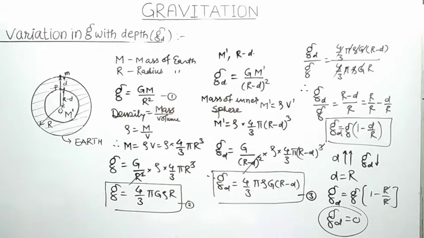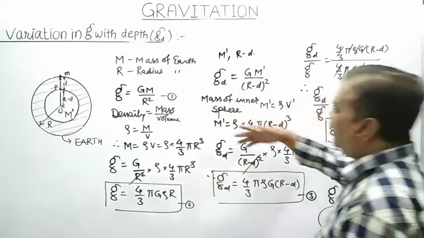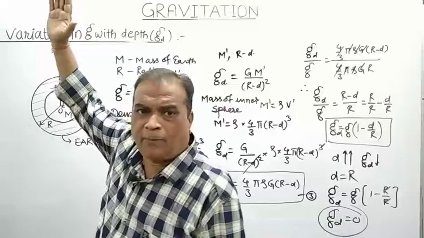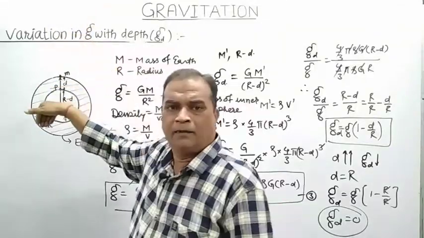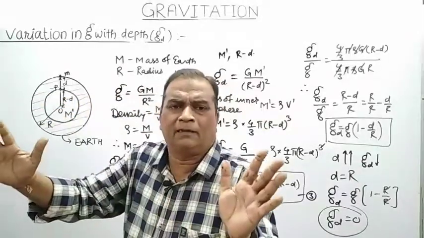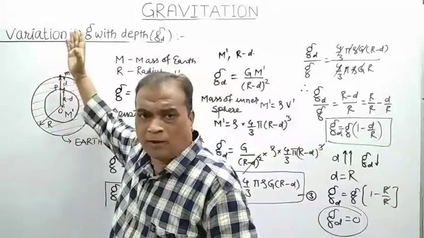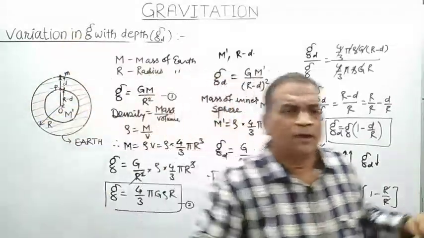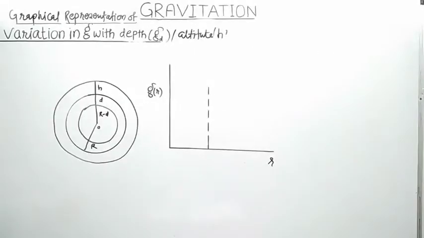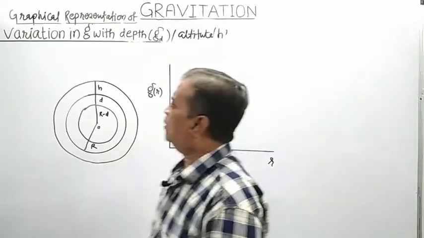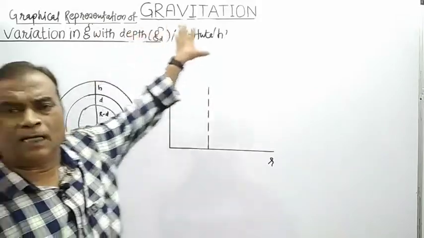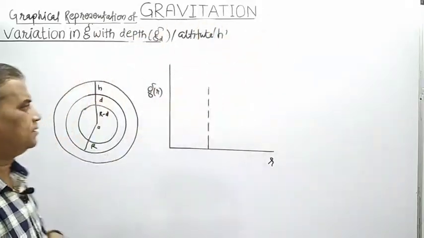Now we will see how this acceleration due to gravity varies when we move the object either to a height above the surface of the earth, or to a depth below the surface of the earth. So, variation in the value of g with variation in height or altitude, or variation in the depth of an object. Let us see the graphical representation of variation in acceleration due to gravity with depth and with altitude, or on the surface of earth.